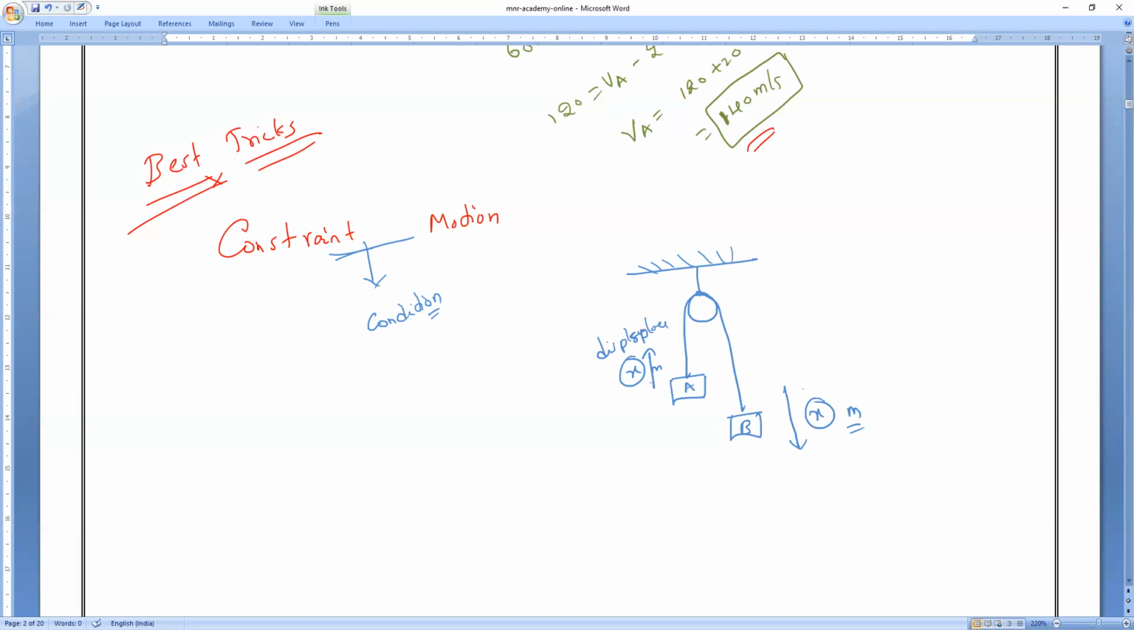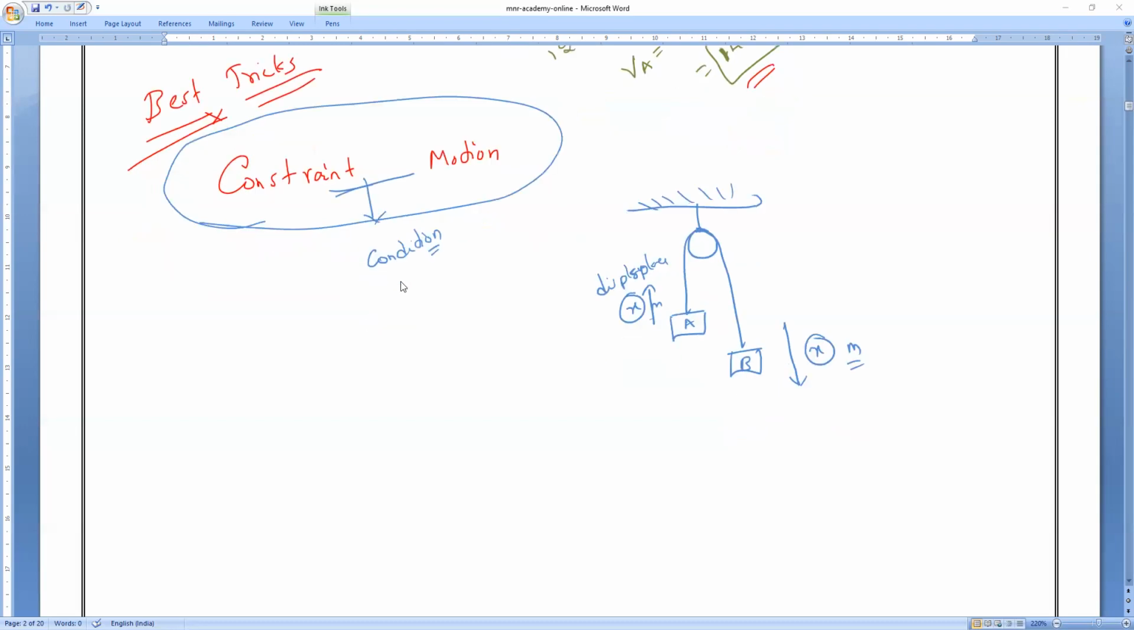It has to go in this direction. A should go in this direction, and B should come in this direction with this much displacement, this much velocity, this much acceleration. That is what we call constraint motion. We are giving an instruction. Understand, all of you? We are putting conditions.